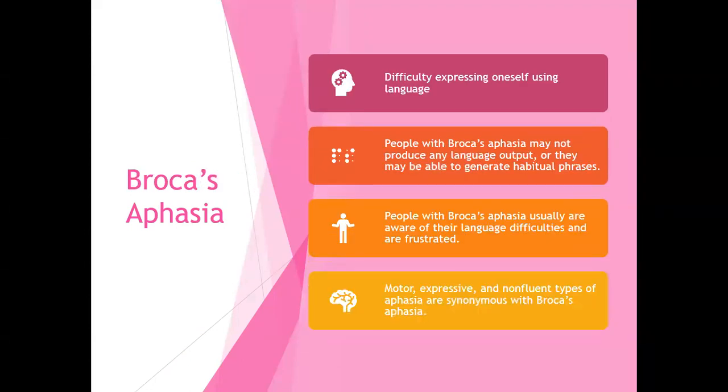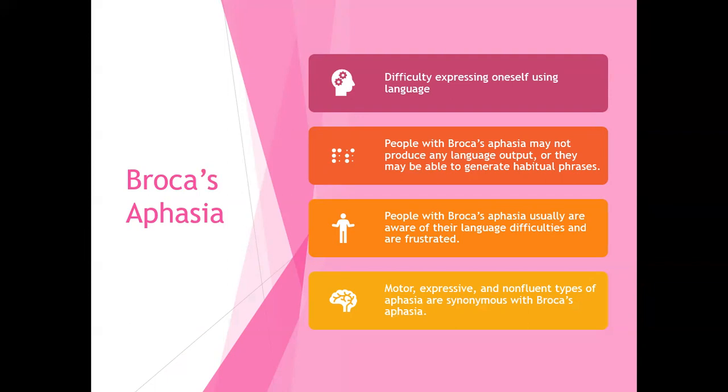Broca's aphasia, you can't come up with the words a lot of times. So people with Broca's aphasia may not produce any language output, or they may be able to generate habitual phrases. I've worked with actually a lot of people with Broca's aphasia. I've never worked with anybody with Wernicke's aphasia. And I would imagine it would be more difficult because the person with Broca's aphasia can understand what you're saying and they can attribute meaning to your words, but they have trouble producing their own language output.